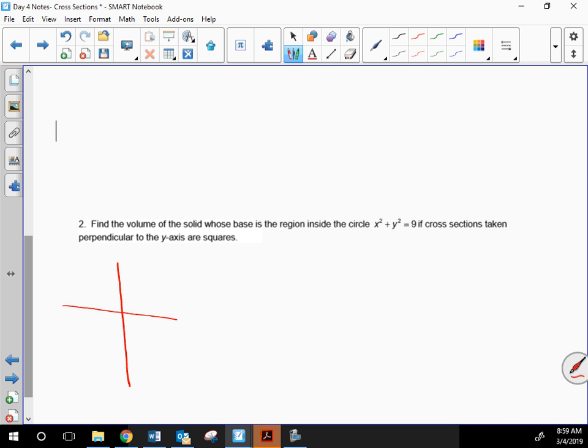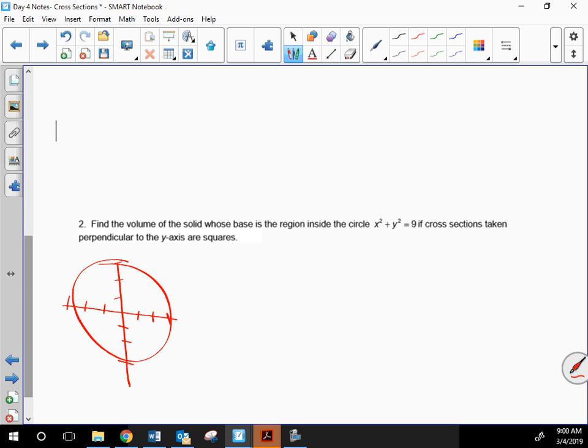Our region is x squared plus y squared equals 9. What does that mean? What does that look like? A circle, okay. What is our radius of the circle? I think I heard a feeble 3. So our radius is 3. So let's go ahead and draw a circle of radius 3. Do your best with it. We're not looking for perfection here.